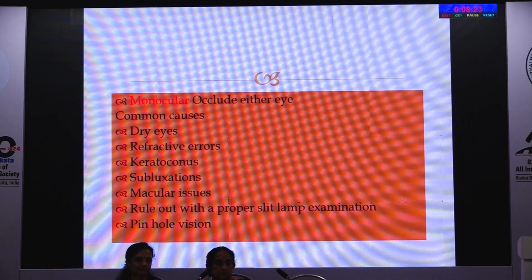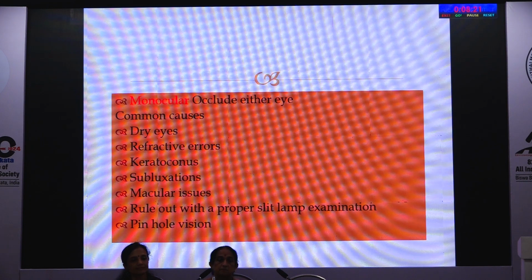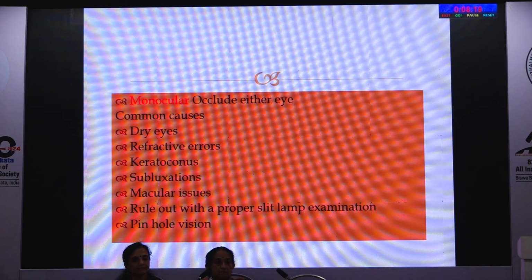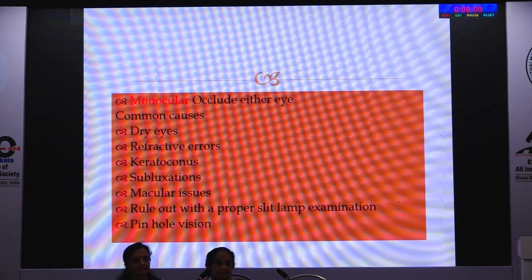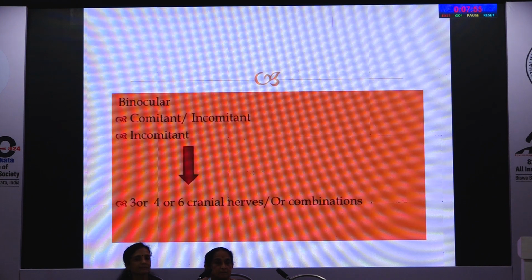Now coming to the monocular part, always occlude either eye and see whether it is monocular. Most monocular double visions are due to local causes, so you need a proper examination of the eye. Common monocular causes could be severe dry eyes, keratoconus, and subluxation. Also take a pinhole vision and do a proper slit lamp examination. So first rule out whether it is monocular or binocular.